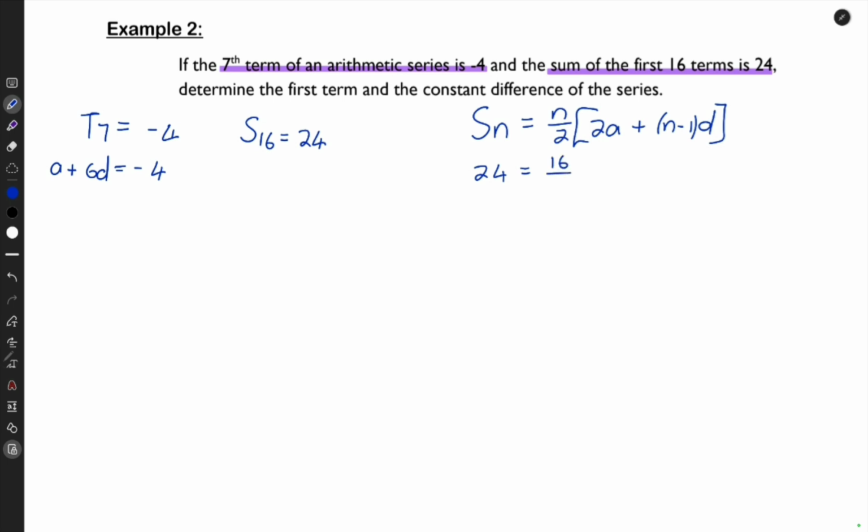So 16 over 2. I don't know what a is. I know n is 16, so 16 minus 1 gives me 15. I don't know what d is. Just to simplify this a little bit, 16 divided by 2 is 8. So 24 divided by 8 gives me 3.